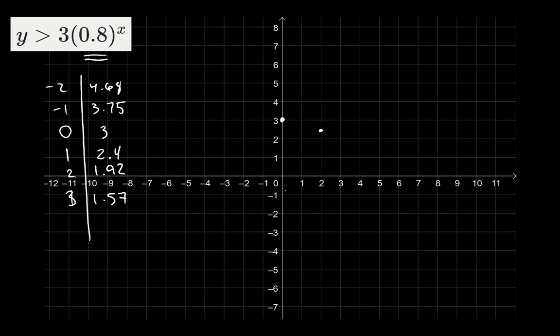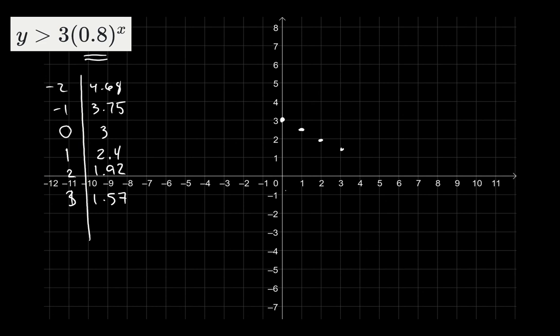When x is at 1, we're at 2.4. When x is at 2, we're at 1.92, just below the number 2. When x is 3, we're just a little bit above 1.5. And this pattern just continues, right? The x-axis is going to act as an asymptote.